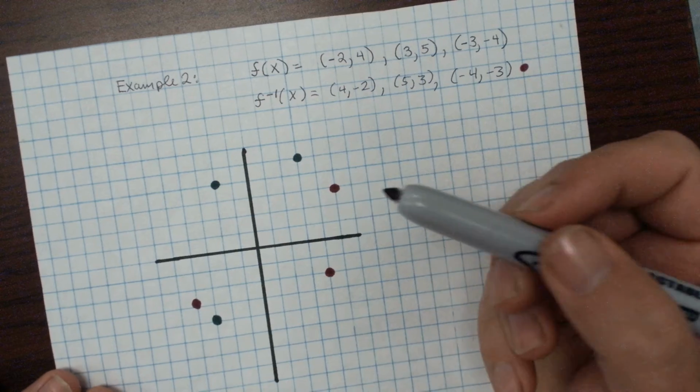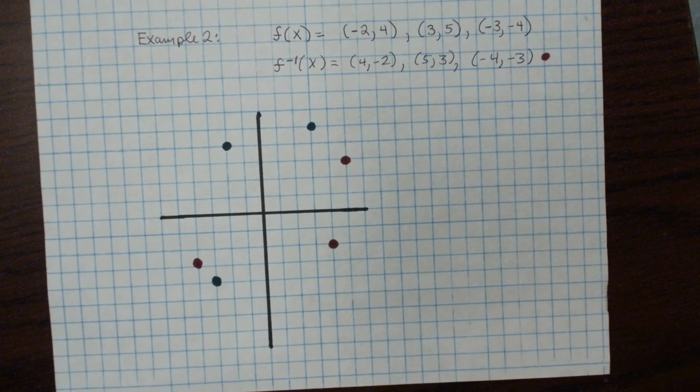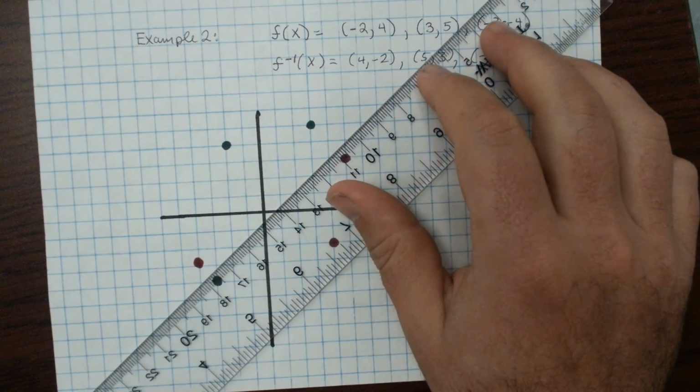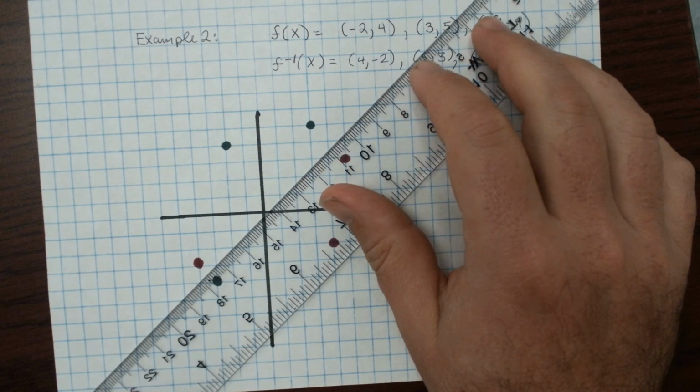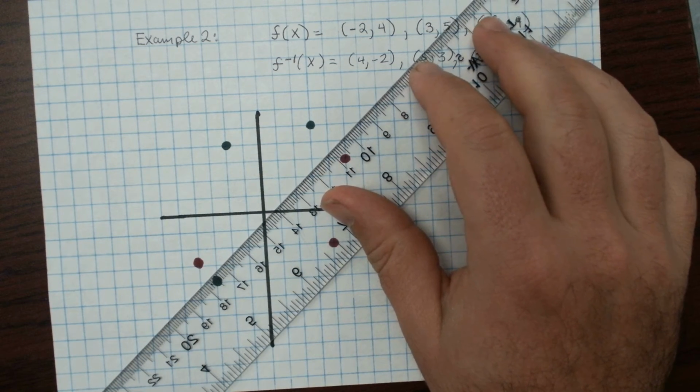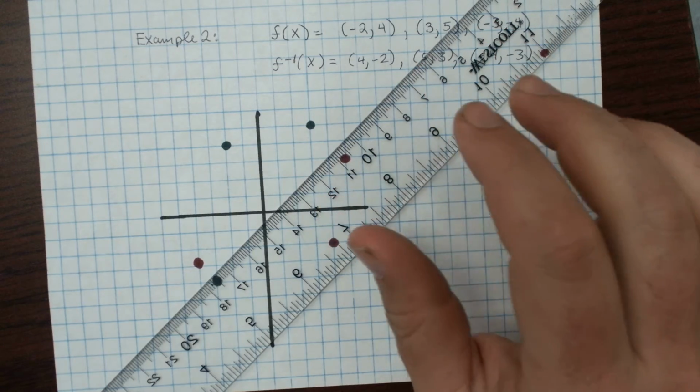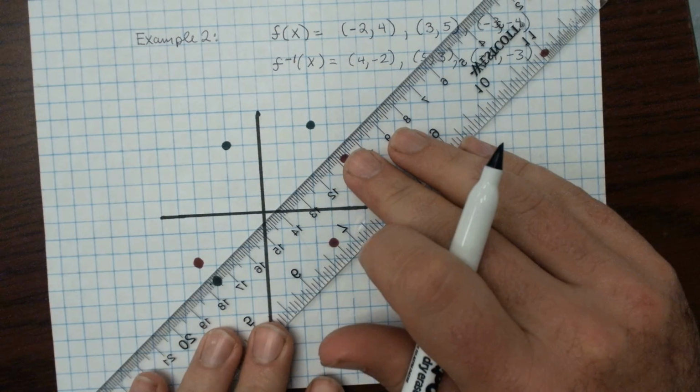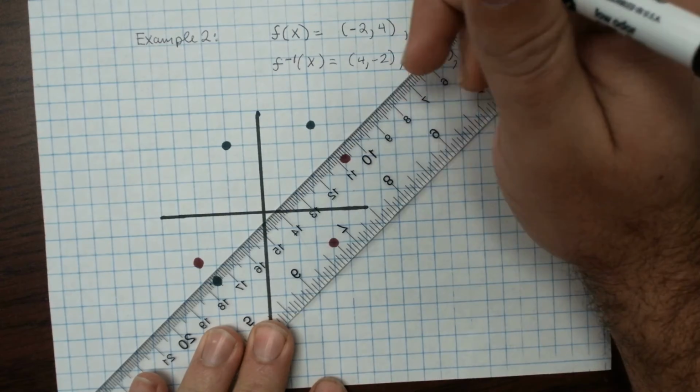Okay, so it's maybe a little bit hard to tell just by looking at it that way. So again, if we draw y equals x, we should see a mirror image across that line. And it looks like, just a quick rough estimate by putting the ruler here, that that is true.